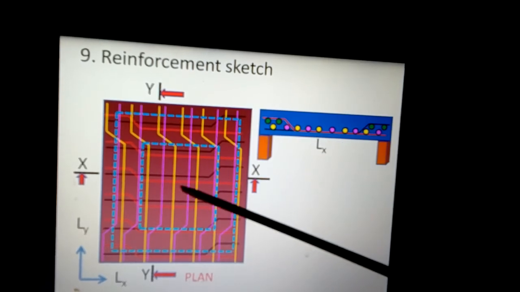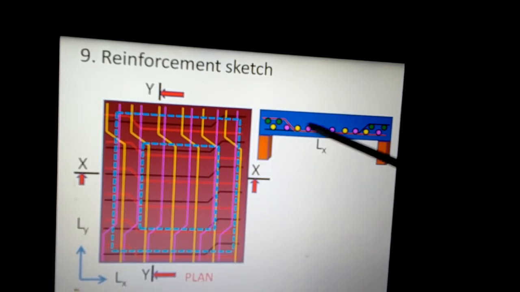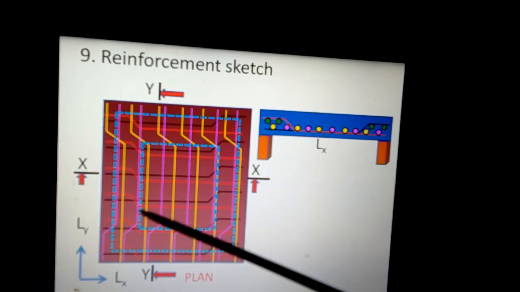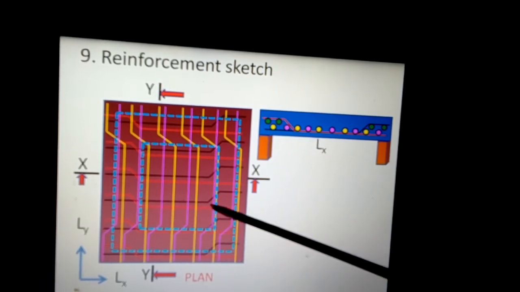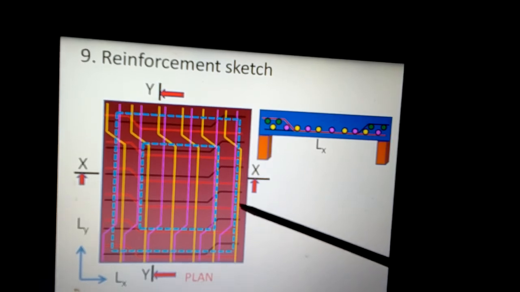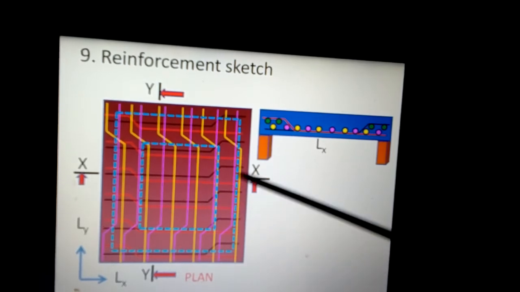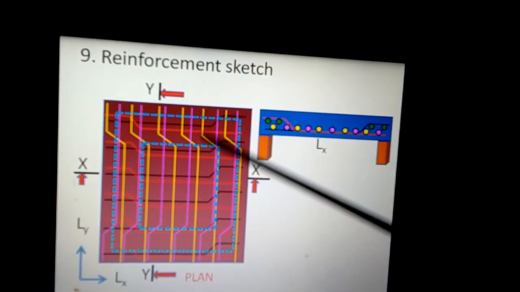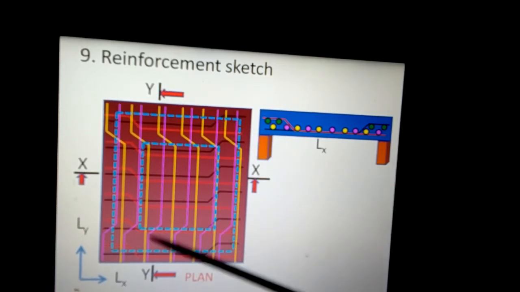So the red bar is here, you can see it coming from the right and going bent up on the left. The black bar is coming from the left and going up to Lx by 7 distance from the right support, and then it starts bending up. So this is the black bar, bent up on the right support. The pink bar and the yellow bar are the bars along the Ly span.